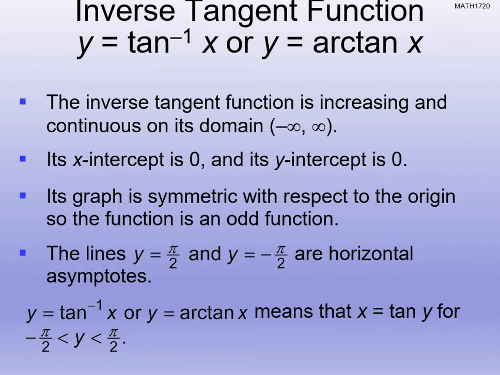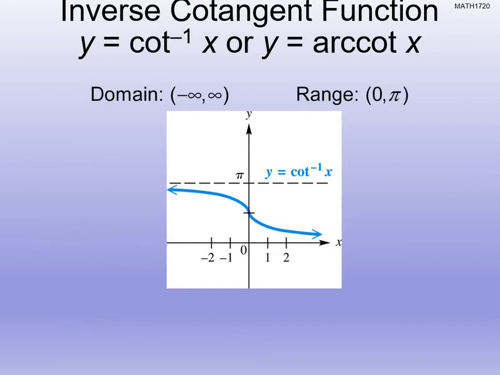So that's why the horizontal asymptotes are now going to be at negative pi over 2 and pi over 2, and then the function is going to be continuous and have an infinite domain. Okay, so let's look at cotangent. Very similar to how inverse tangent was. Sorry, I meant to say inverse cotangent, or arc cotangent. Very similar to arc tangent.